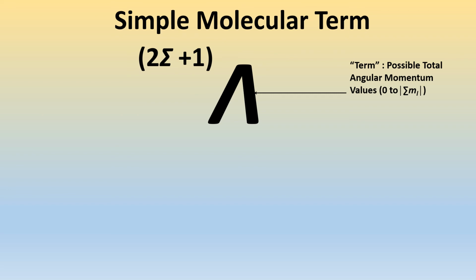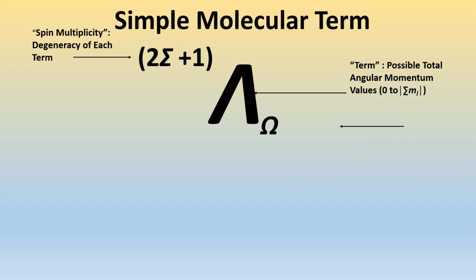In the upper left-hand corner, instead of 2S plus 1, there is now a 2 sigma plus 1, which signifies the spin multiplicity or the degeneracy of each term. Again, in the lower right-hand corner, instead of a J, there is now a capital omega. This is the spin-orbit coupling of each term and the electrons that contribute to it.